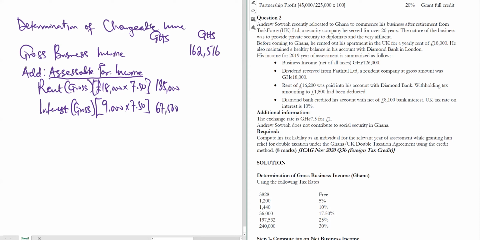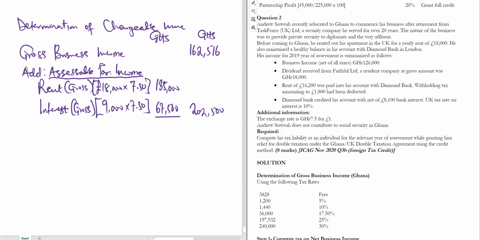67,500. Okay, so these were the only accessible income from the foreign countries. So let's add them together. 135,000 plus 67,500. That's 202,500. Sir, yes, please. You were saying the dividend will not be added. But the dividend is gross, so the one given to us. Yeah, it's gross, but it's still a final withholding payment.